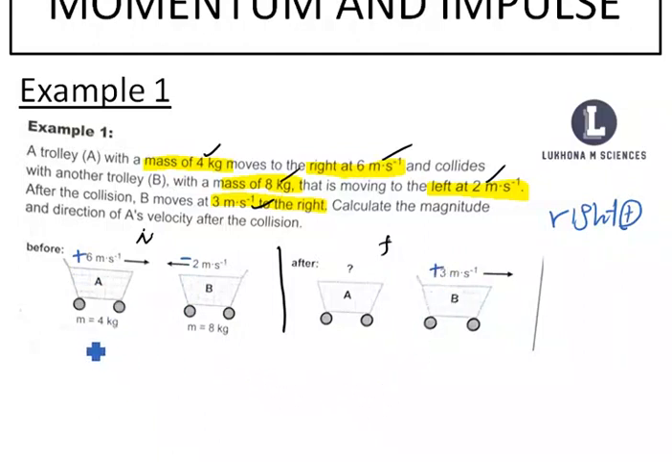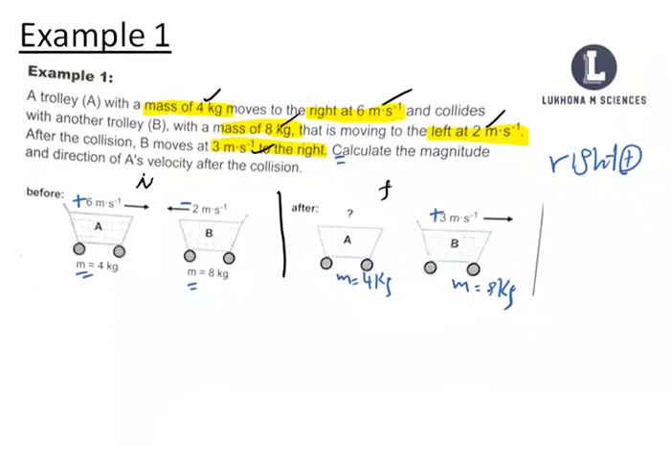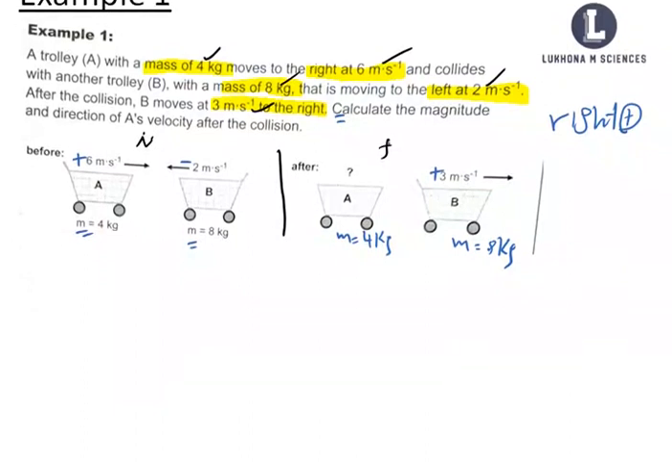So we have the mass. The mass here is still 4 kg. The mass here is still 8 kg. Then the question says calculate the velocity after collision. Okay, let's work on it. Remember, we said the total linear momentum in an isolated system is conserved.